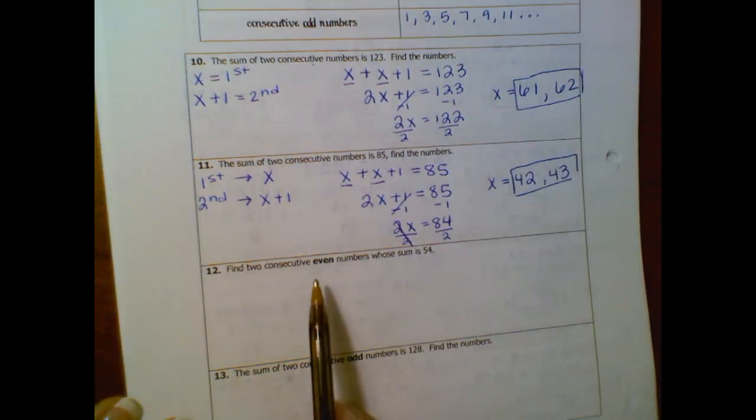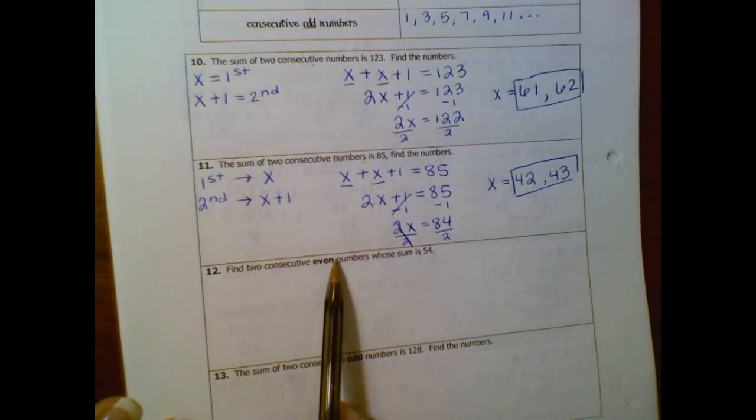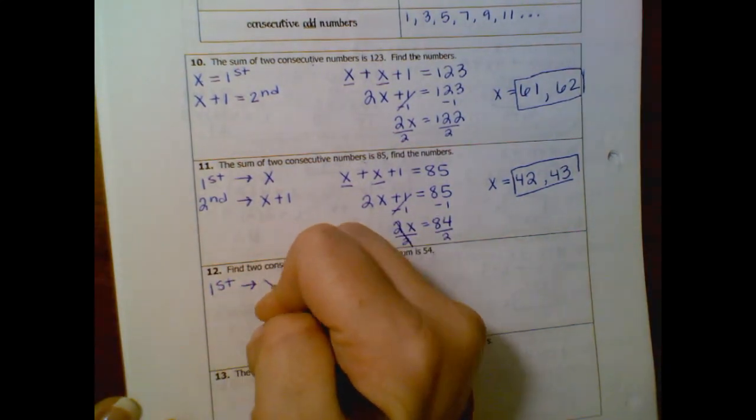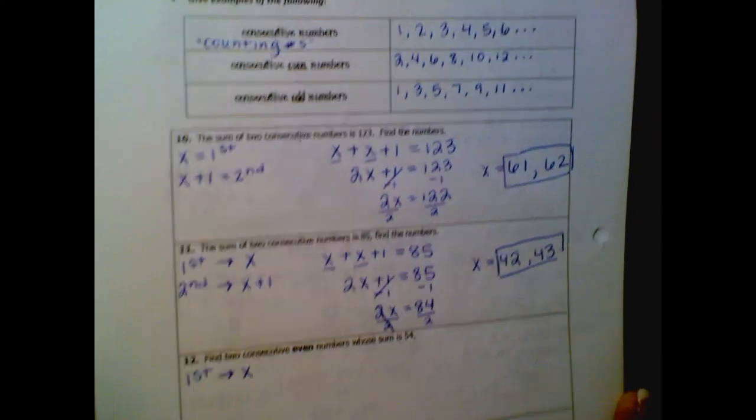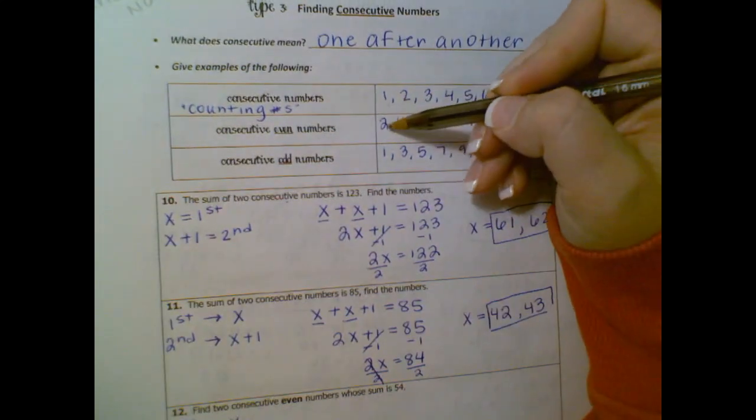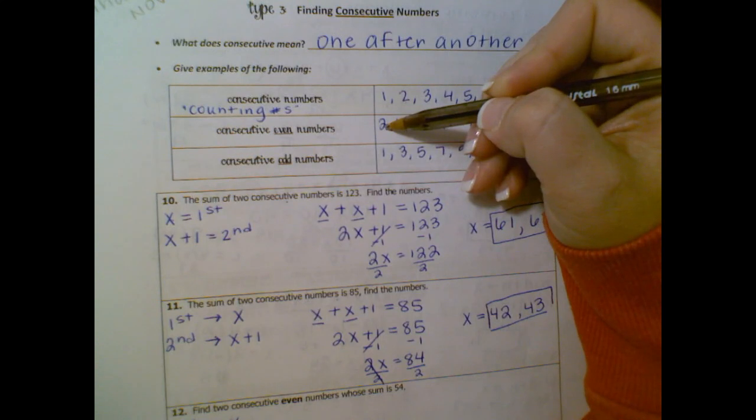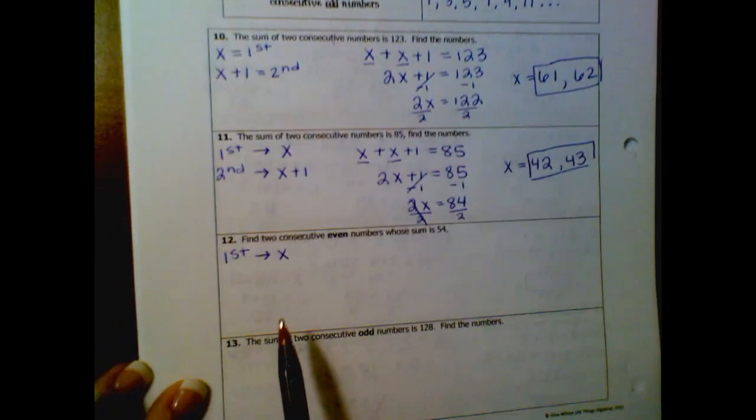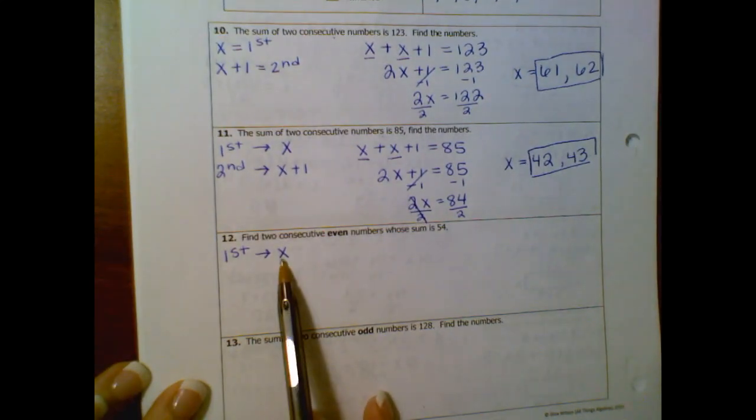All right, if I look at my even numbers, finding two consecutive even numbers. Again, my first number is always going to be x. If I look back at my list of even numbers, let's pretend 2 is my x. To get from a 2 to a 4, I have to add 2. So I'm adding 2 to this x.